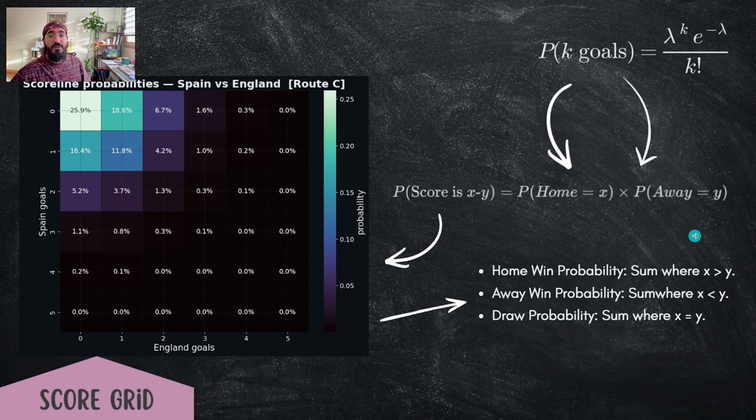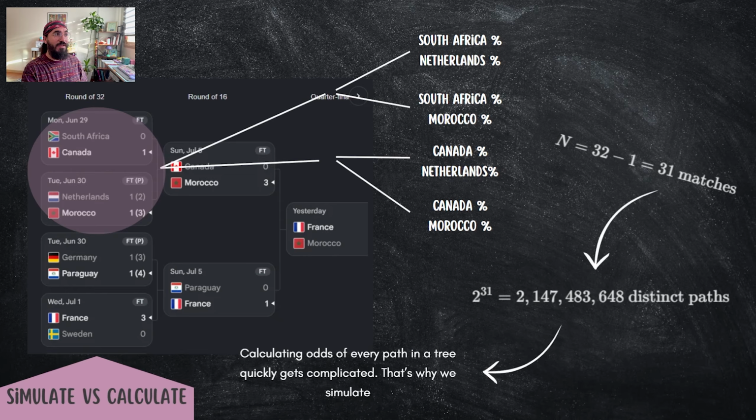Once we have probabilities assigned to every match, why can't we just calculate the title probability of a team? It's because it gets really complicated whenever you have a tournament. There are so many ways this tree can go. Even with just 2 games here, we see there are 4 different possibilities. And when it comes to 31 different games, then you have 2 billion distinct paths. And you can't really assign a probability to every single path. It gets really computationally difficult.